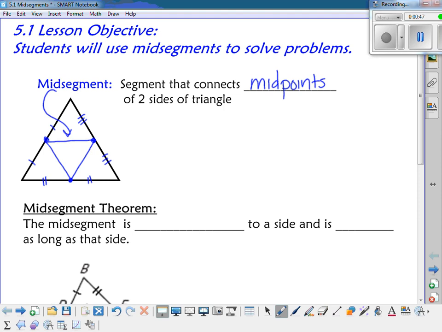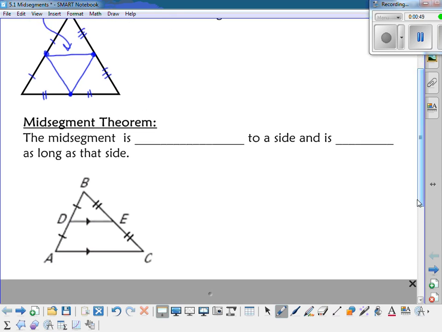Okay, so the midsegment theorem says that the midsegment is parallel to a side, and it's half as long as that side that it's parallel to.